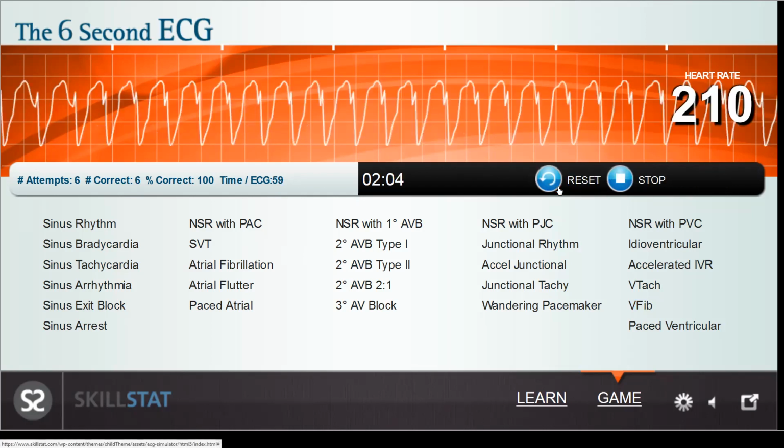This is VTAC. What's the first thing you do with VTAC? Check a pulse. Remember, with VTAC, you may or may not have a pulse. So if they don't have a pulse, you treat them just like VFib, you scream. I'm not going to go through that mnemonic again. I just went through it with VFib. So if it's no pulse, you treat them just like VFib and you're screaming.